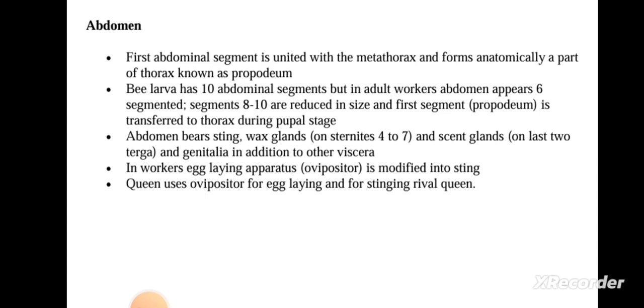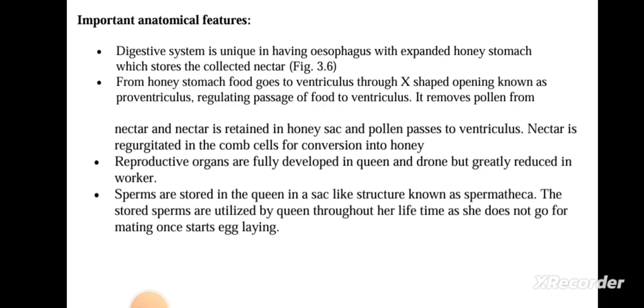In workers, the egg-laying apparatus is modified into a sting. The queen uses the ovipositor for egg laying and for stinging a rival queen. Rival queen means the quarreling or opposite queen, or the queen of a different hive.